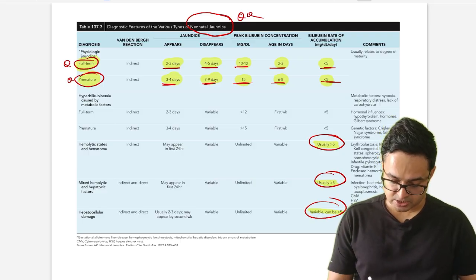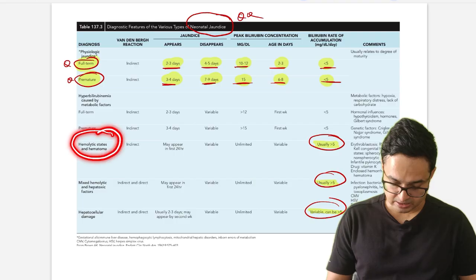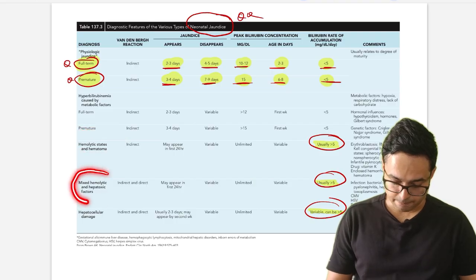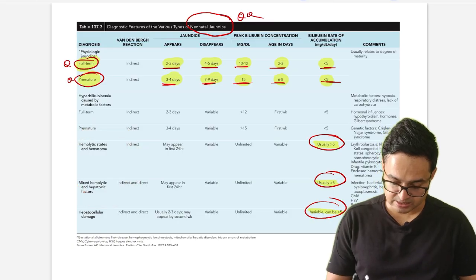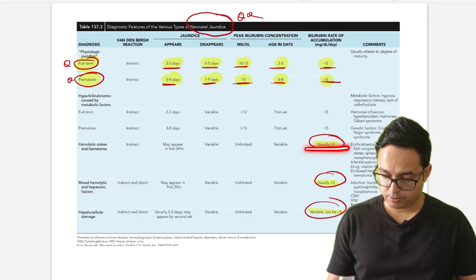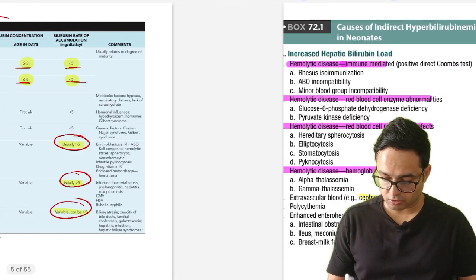From this table, just remember the hemolytic state, hematoma, and mixed hemolytic and hepatotoxic factors. In these conditions, basically if hemolysis is occurring, the rate of bilirubin accumulation can go beyond 5. Okay.